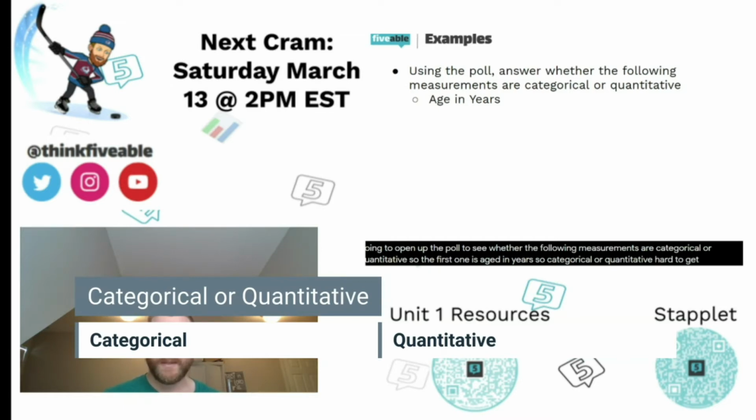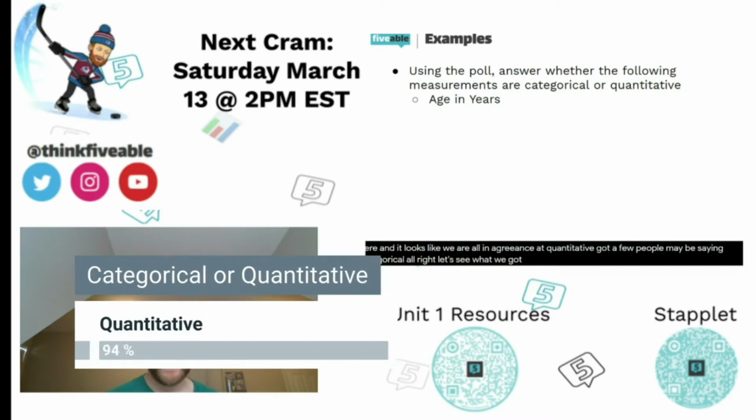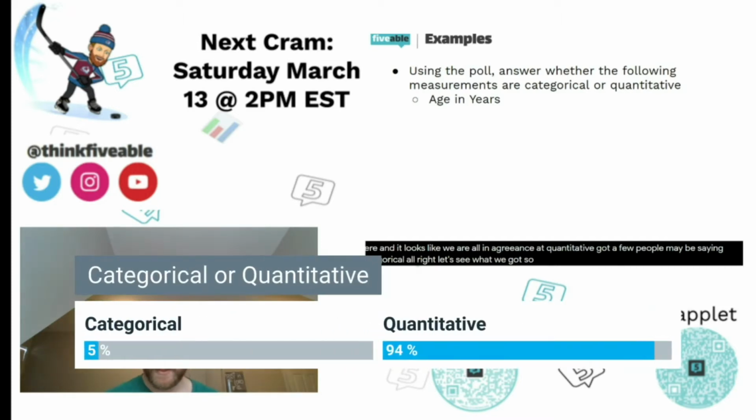Starting to get some results here. And it looks like we are all in agreement at quantitative. We got a few people maybe saying categorical. All right, let's see what we got. So our results, mostly quantitative. A few people said categorical.